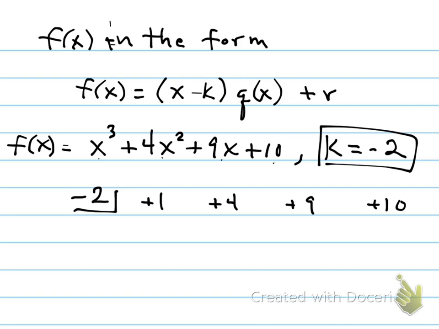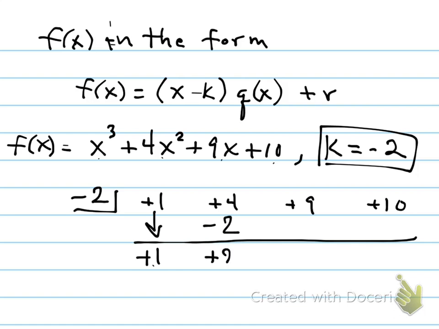All right. Let's do our synthetic division. Start by bringing down the first term. It never changes. Positive 1 times negative 2 is negative 2. Plus 4 is positive 2. Positive 2 times negative 2 is negative 4. Plus 9 is positive 5. Positive 5 times negative 2 is negative 10. Oh, they keep doing that to me. Which gives us a remainder of nothing.